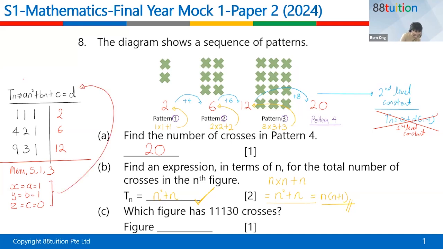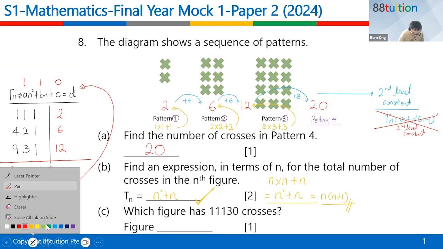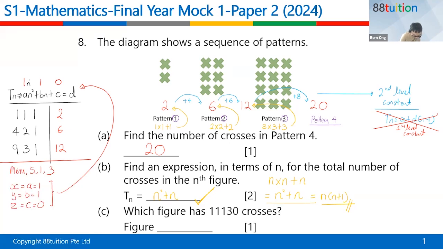What is A? A is a 1. What is B? B is a 1. What is C? C is a 0. All right, so it's basically 1n squared plus 1n plus 0. Whoa! Isn't this the same as this? Isn't 1n squared the same as n squared plus n plus 0? Don't write. Can you see or not?